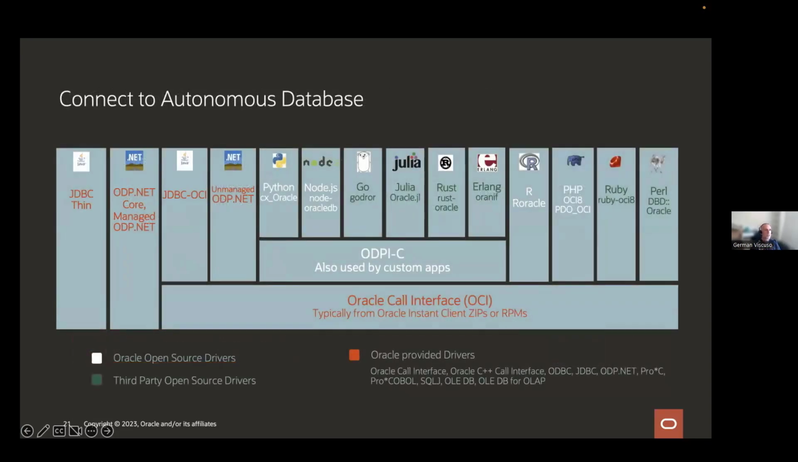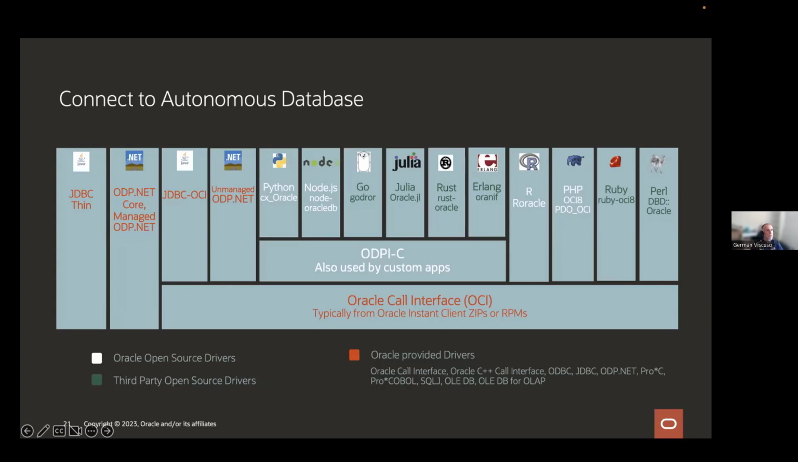So during the demo, we provisioned an autonomous database, but you probably want to connect to the database. There are multiple ways in which you can connect to the database. We have thin clients for JDBC, for example. Here, the important thing is that what you see in red are Oracle-provided drivers. What you see in white are open source drivers, and what you see in green are third-party open source drivers.